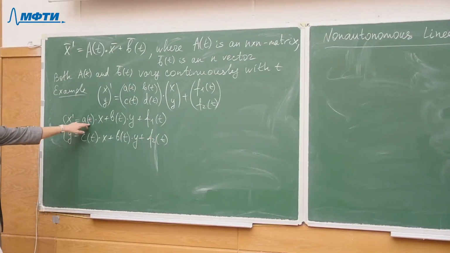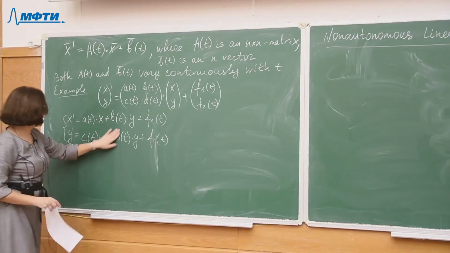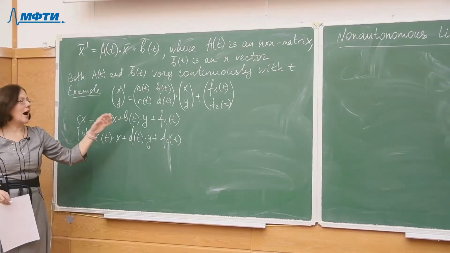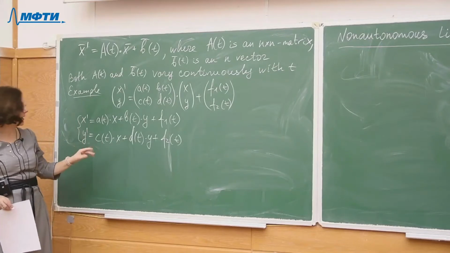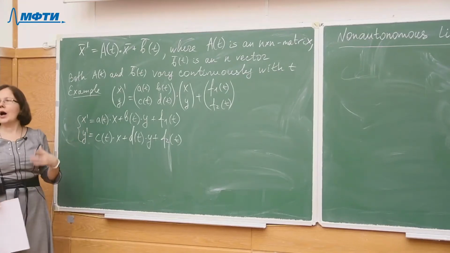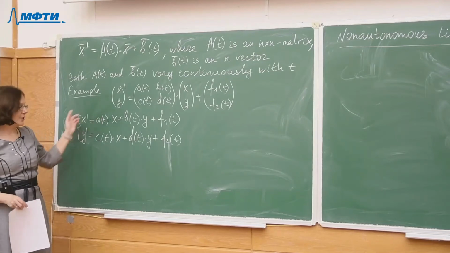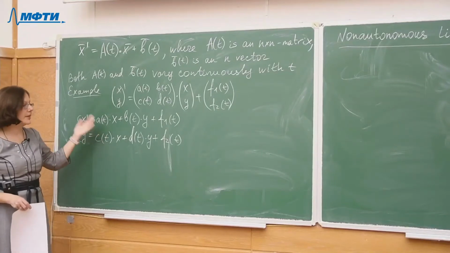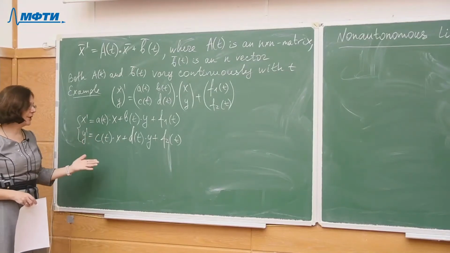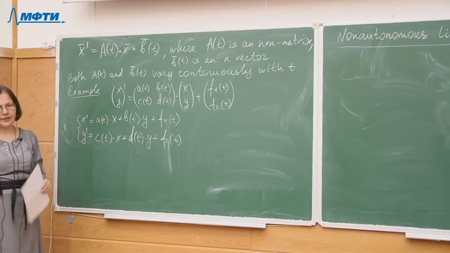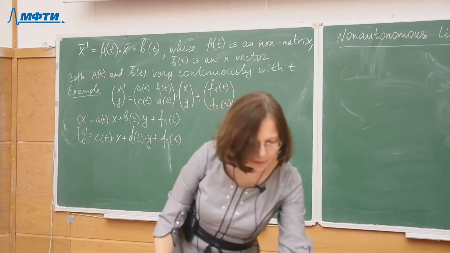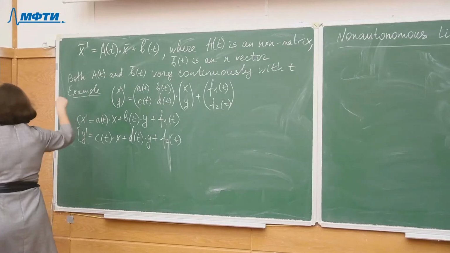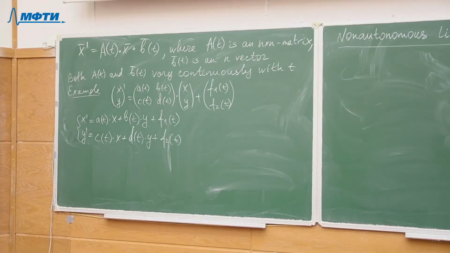So A, B, C, D, F1 and F2 are continuous functions. They are given continuous functions. And x and y are 2 unknown functions. And in what follows, we will consider linear systems of this form, and during the seminar we will try to solve them. And we will consider an example. This is the general example, but we will use the following example.